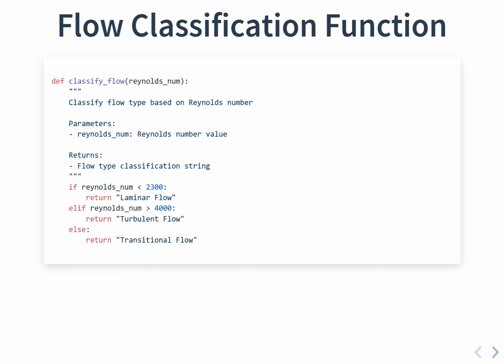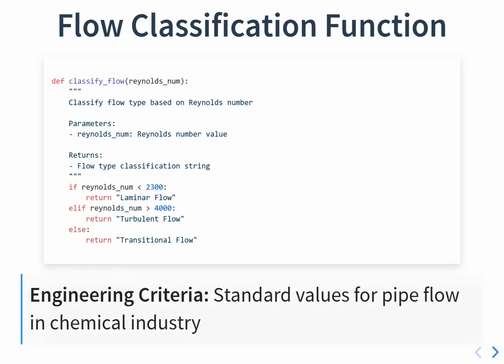Next, we need to classify the flow type. The classify_flow function takes our Reynolds number and applies the standard engineering criteria. If it is less than 2300, return laminar flow. If it is greater than 4000, it will return turbulent flow. Everything in between is transition flow. These values are industrial standard for pipe flow in chemical engineering calculation or chemical engineering application.